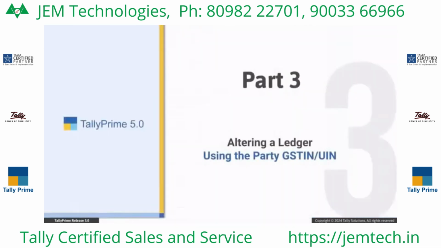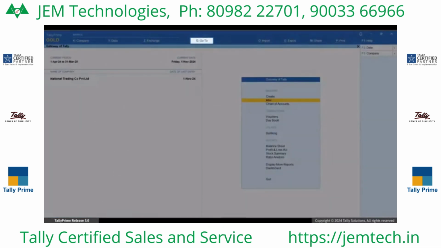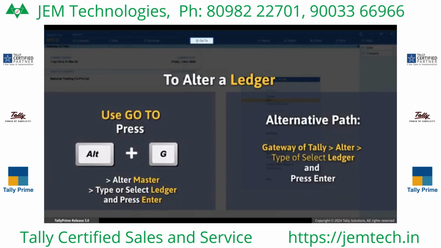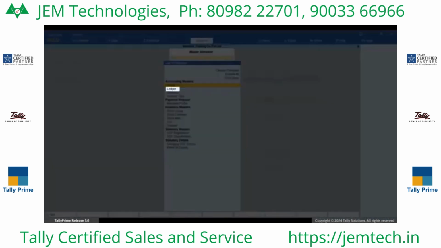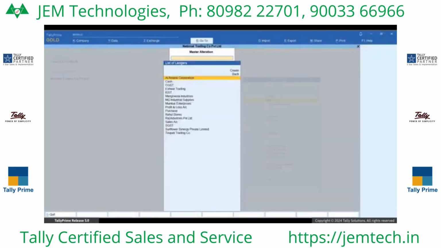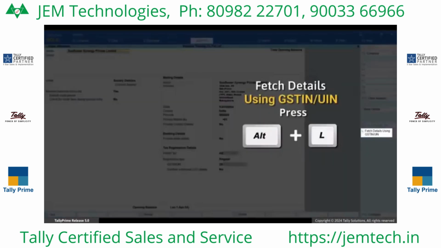Now, let's see how to alter a ledger using party GSTN or UIN. When you want to check the real-time details of a party, you can do so from the ledger alteration screen. Press Alt-G. Alter Master Ledger. Now let us record a purchase voucher crossing the threshold limit with the TDS 194Q nature of payment. Press Alt-L to fetch details using GSTN or UIN.